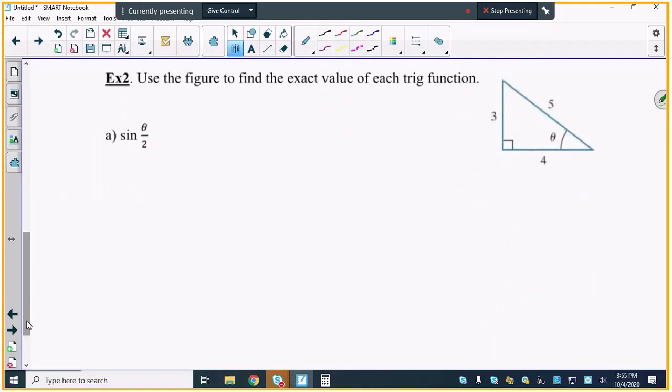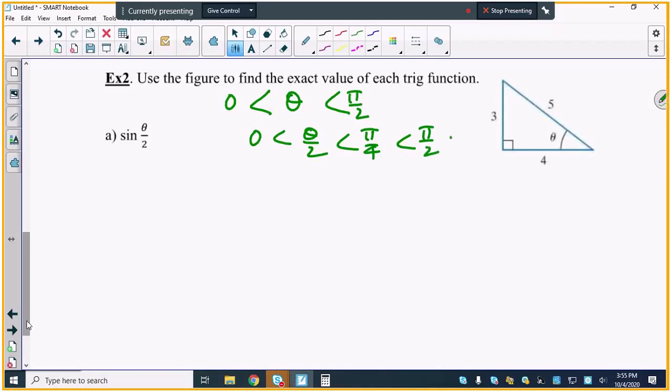Use the figure to find the exact value of each trig function. I want sine theta over 2, and it looks like, since everything is positive, we are in the first quadrant. So theta over 2 is also in the first quadrant. How come? If theta is in the first quadrant, you can say that it is between 0 and pi over 2. Dividing all of that by 2, you get 0 less than theta over 2 less than pi over 4. But that is also less than pi over 2, so you're still in the first quadrant.